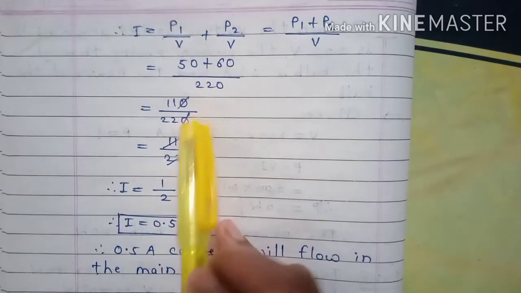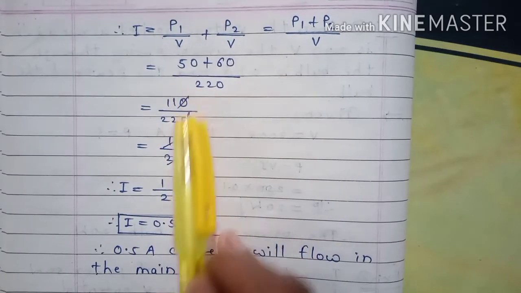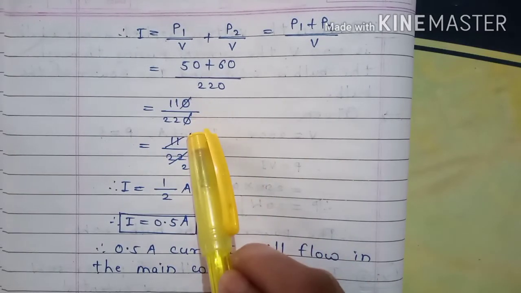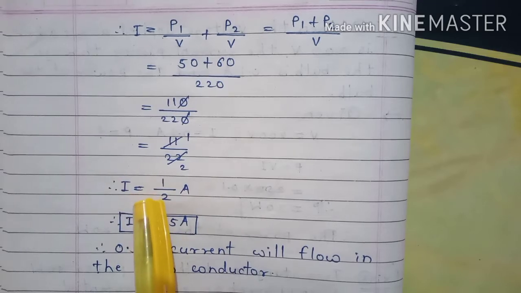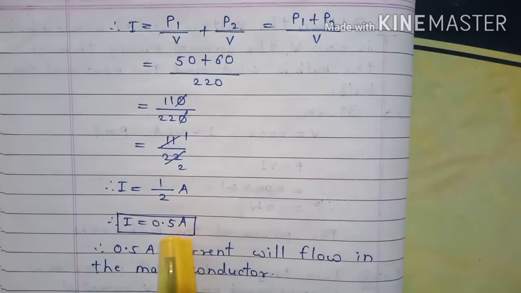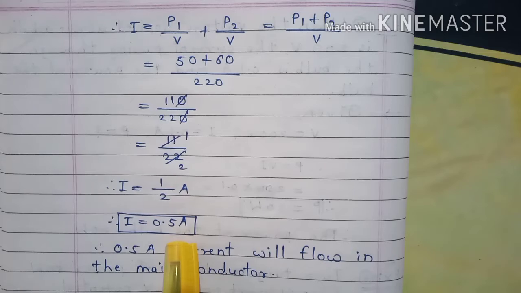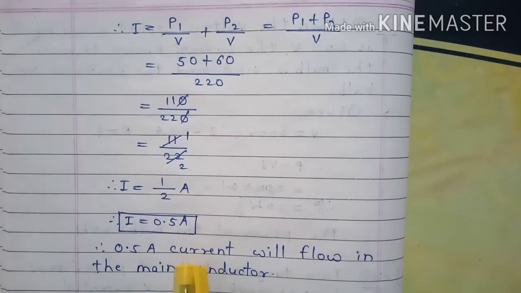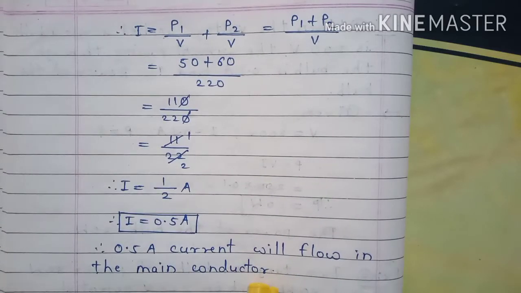So here this 0 will get cancelled. So what is remaining to numerator? 11 and to denominator 22, means 11 upon 22. So 11 ones are 11, 11 twos are 22. So therefore current I is equal to 1 upon 2 ampere. Means 1 upon 2 means what? 0.5 ampere. Therefore, current I is equal to 0.5 ampere. Therefore, 0.5 ampere current will flow in the main conductor.